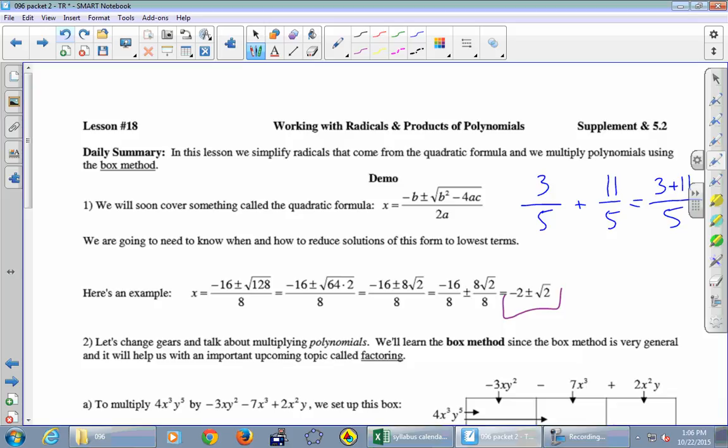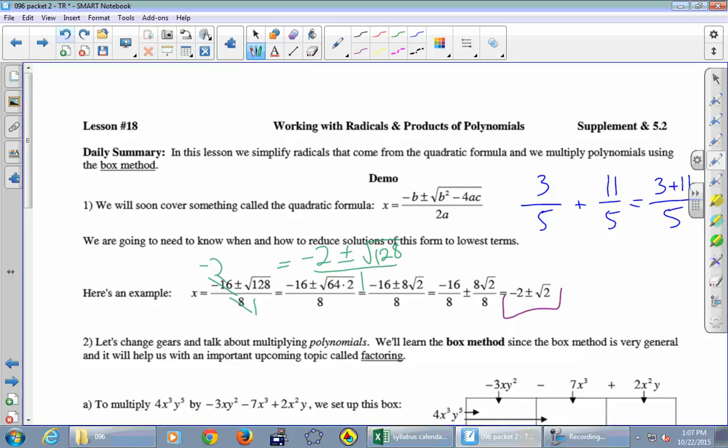-16 over 8, I can reduce that. -16 becomes -2. 8 becomes 1, right? And if you do that, then you might be tempted to say, okay, so that's it. -2 plus or minus √128 over 1. Looks reasonable. The fact is that the 8 in the bottom was underneath both of the pieces. And if you just cancel it here, you lose the fact that the 8 was underneath the 128 as well.